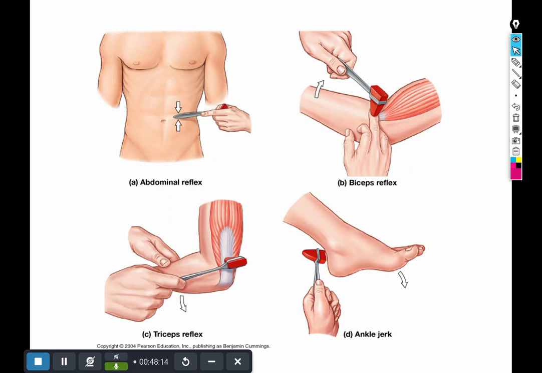So here are some other reflexes. We have the abdominal reflex, which basically if you run the little handle along one of the tendinous inscriptions, it causes involuntary flexing. The triceps reflex, the ankle jerk, the biceps reflex, all of these are basically bothering a tendon, and they're stretch reflexes to avoid damaging those tendons.